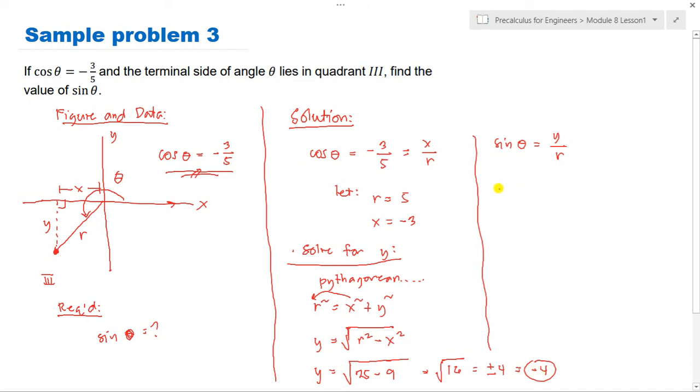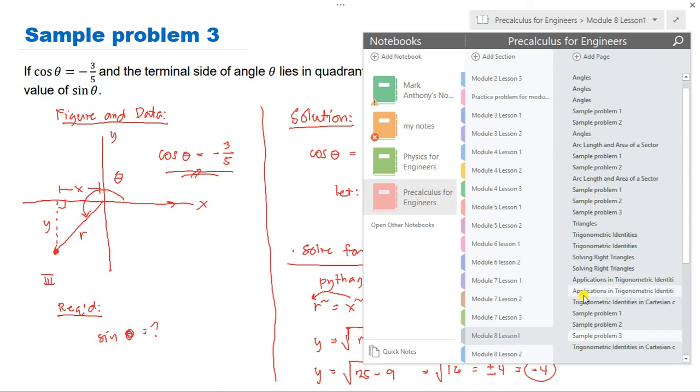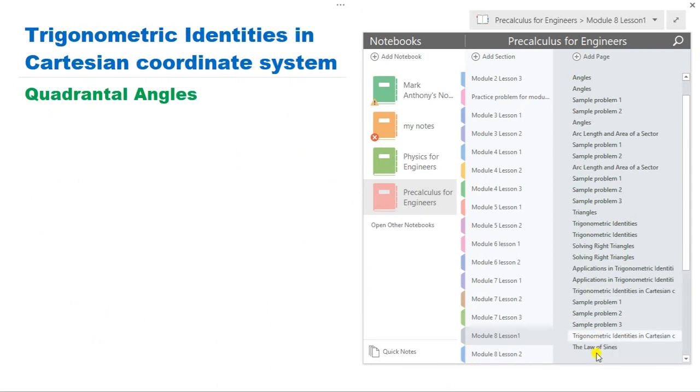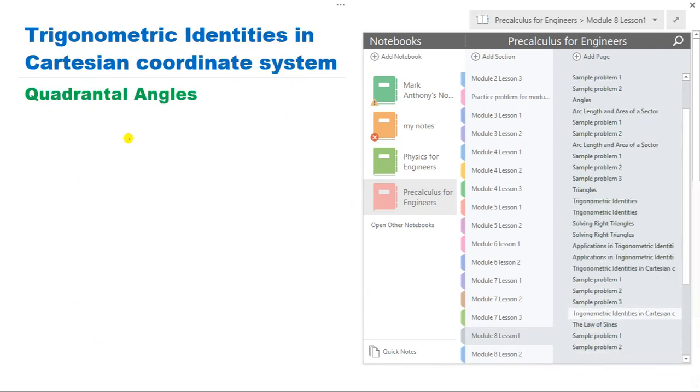So, therefore, na naman tayo y value, r value. So, therefore, isubstitute siya. So, sine theta is indeed equal to negative 4 all over 5. Muna na itong answer. Okay? Iga na ra. So, next, let's proceed to the quadrantal angles.